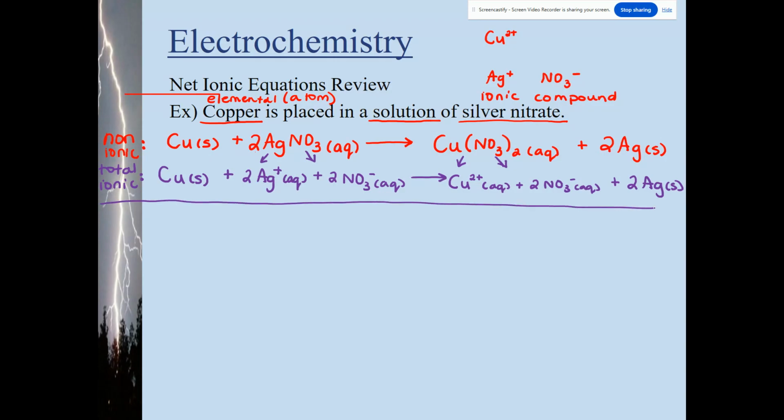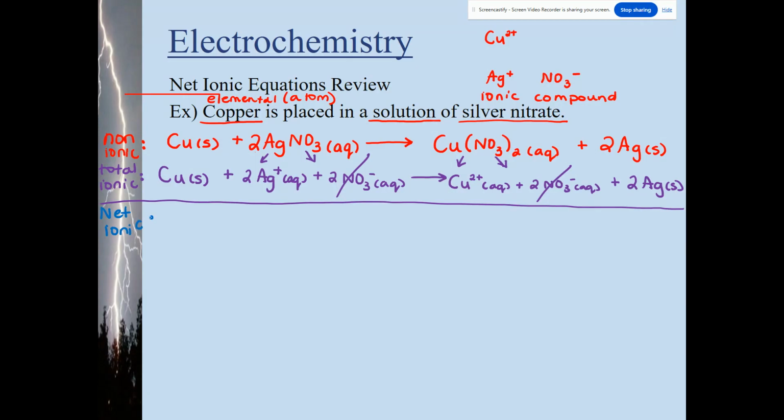Now what we do is we cancel what we call the spectator ions. The spectator ions are the ones that are not changing in ion charge. So nitrate is starting as NO3 -1 and it's ending as NO3 -1. And they should always balance. If you balance the reaction properly, they should always balance. Okay? And then what we have left over, that finally is our net ionic.